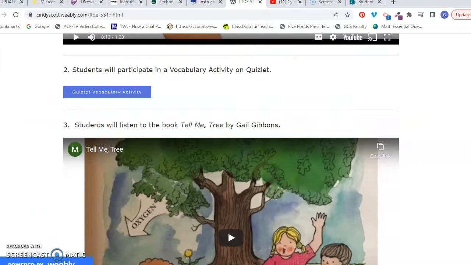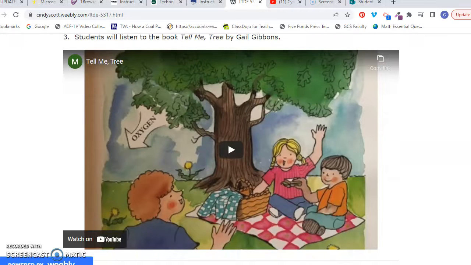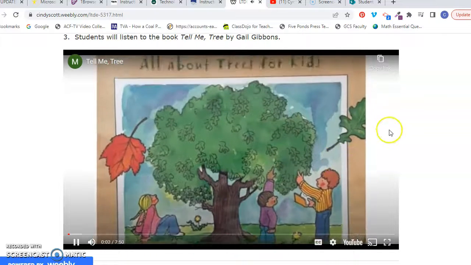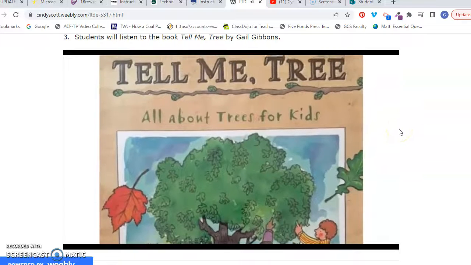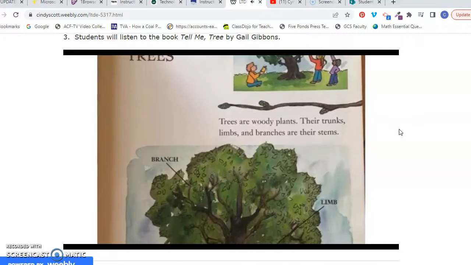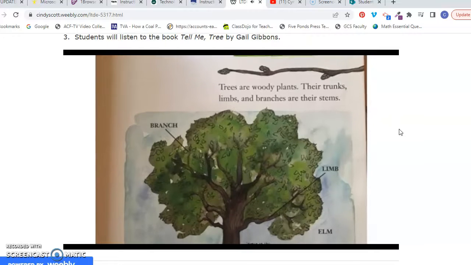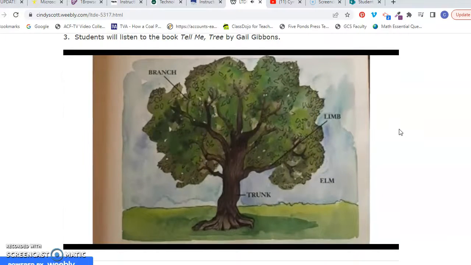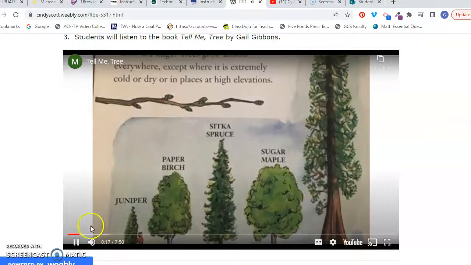The third activity is a read aloud of the book Tell Me Tree, written by Gail Gibbons. And it does look very primary and elementary, but it gives a lot of great information for the students about plants, about trees, and about photosynthesis. So even though it's a picture book, it is a great way for fourth graders to learn about photosynthesis.